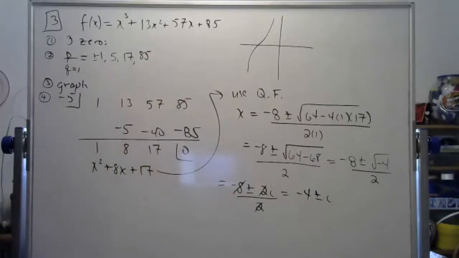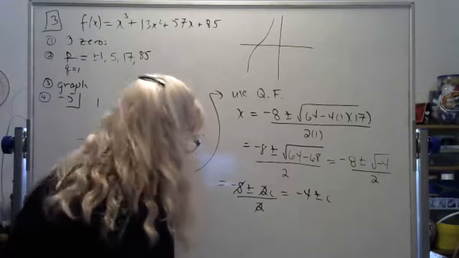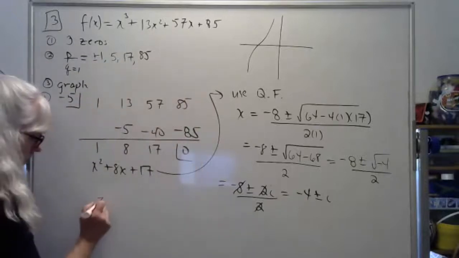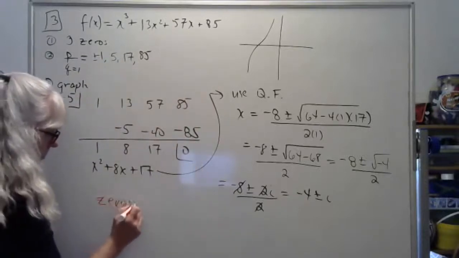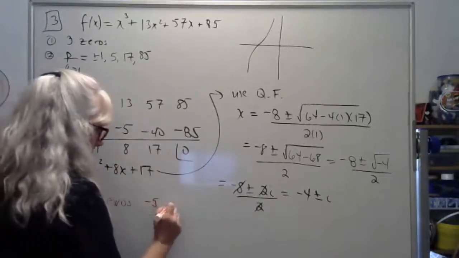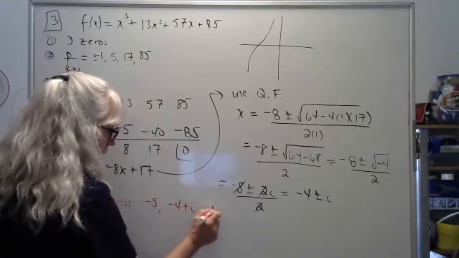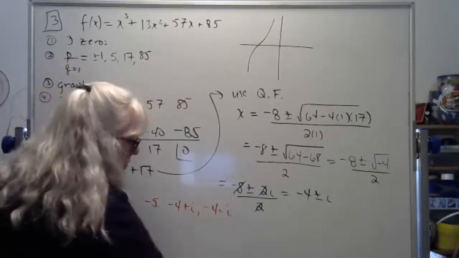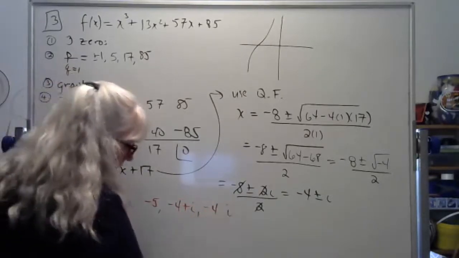Okay, so to make sure we all understand what's going on, the zeros are the -5 that we tried in the synthetic division that worked. And then I also have a -4 plus i and a -4 minus i. And those are the 3 zeros for this polynomial function.